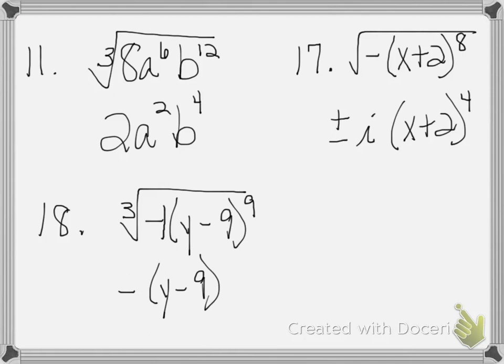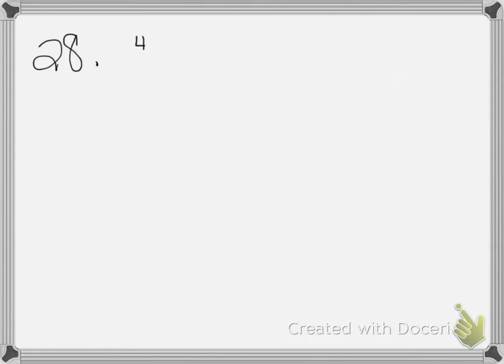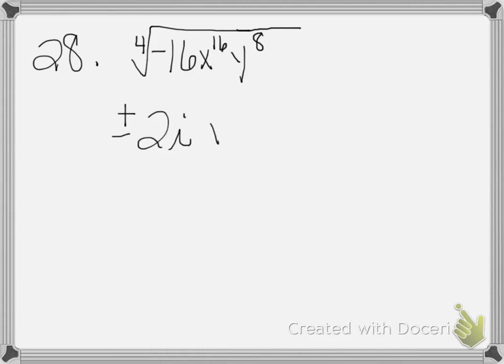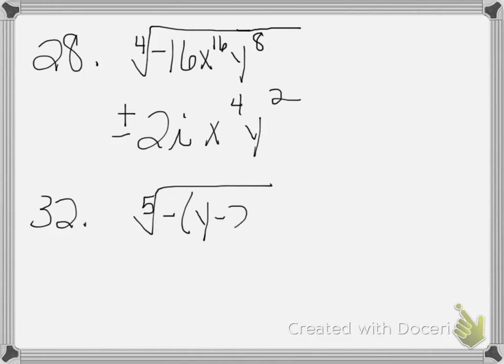When you take the cube root of a negative number, it's just negative 1. You can have a 1 there or not have a 1 there. The fourth root of negative 16. Once again, that's an imaginary number, so it's plus or minus 2i x to the fourth y to the second.